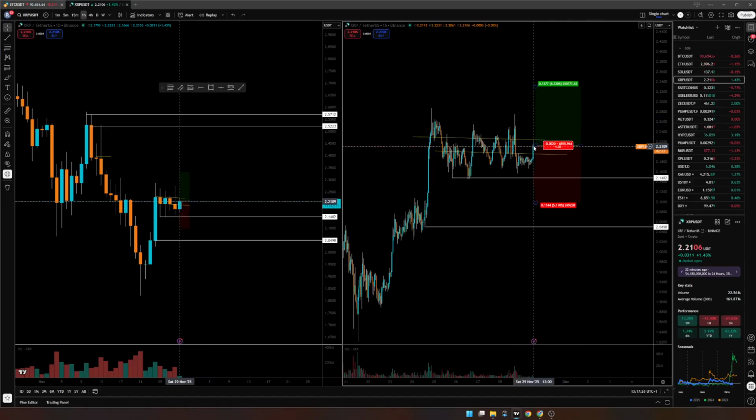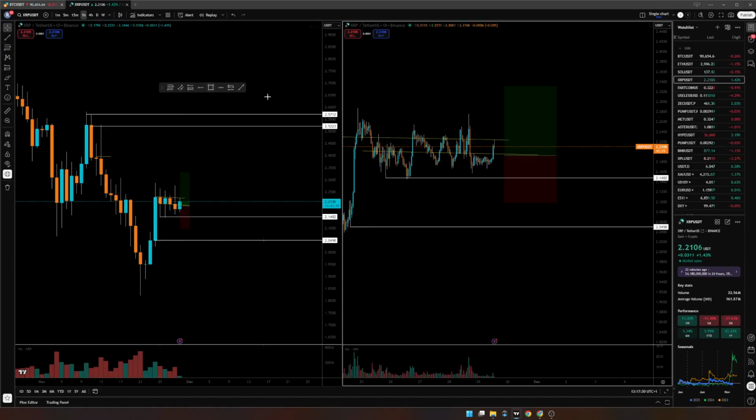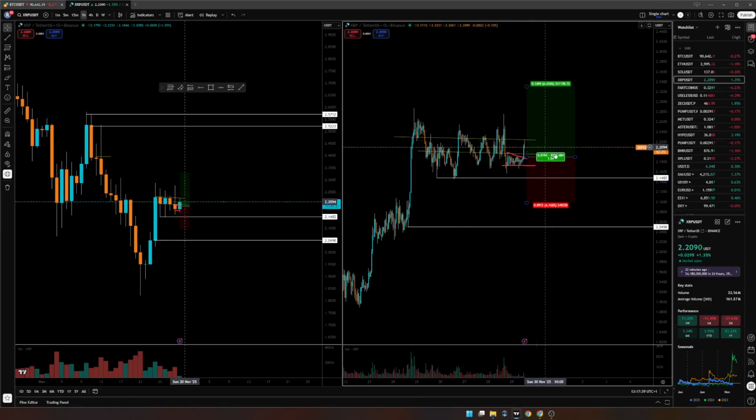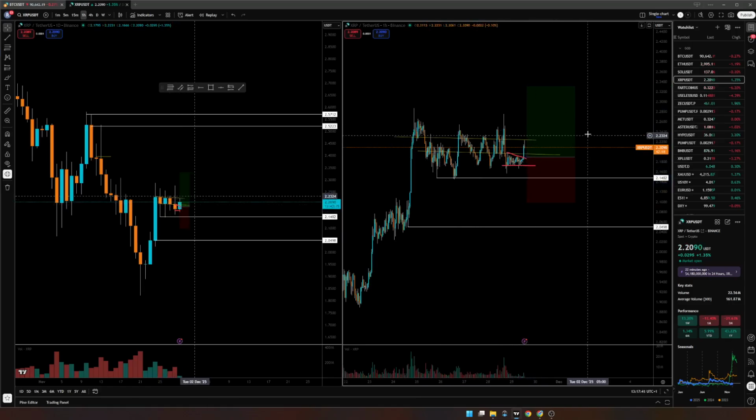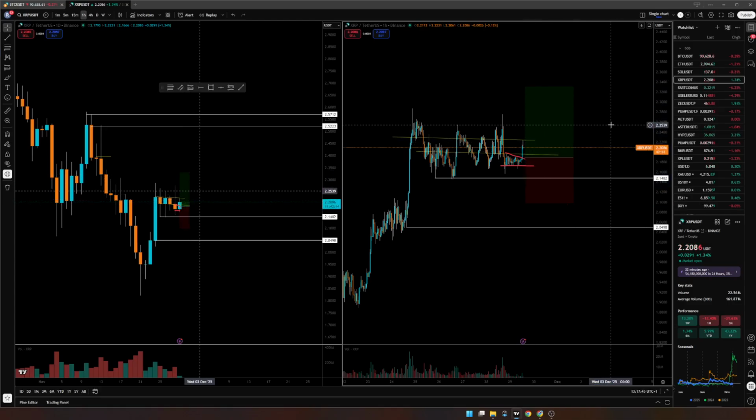But maybe if it comes a little bit back, maybe to here, because here you have this small tightening pattern. If we retest it here, could be a very nice RRR. So that's the only thing that I'm really considering. And else, I'm just waiting for tomorrow.